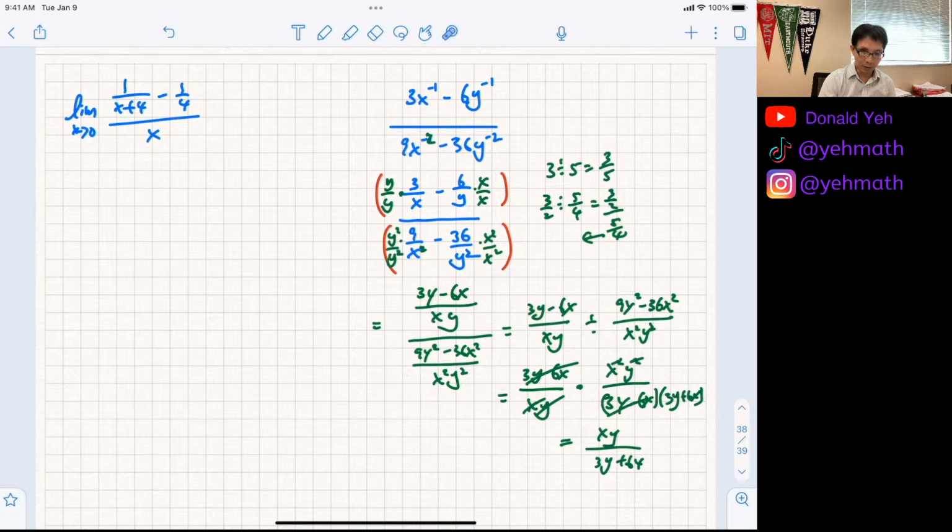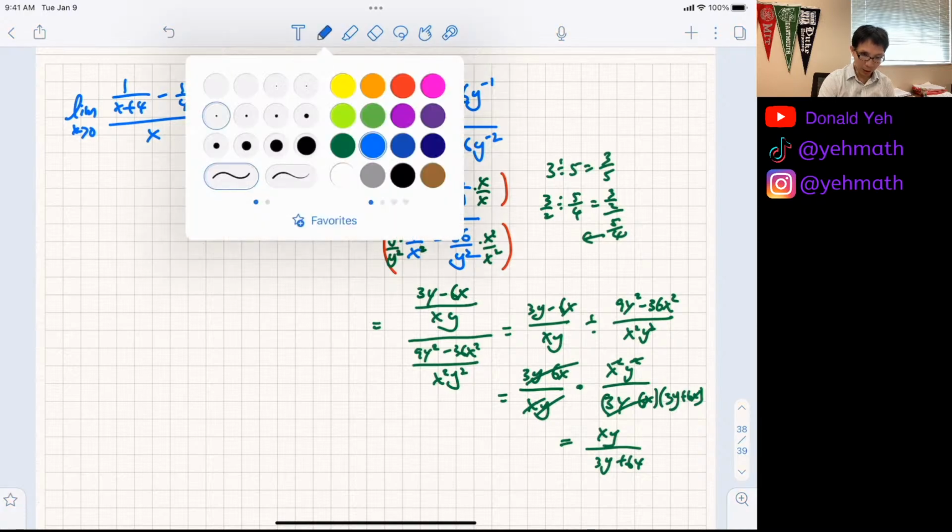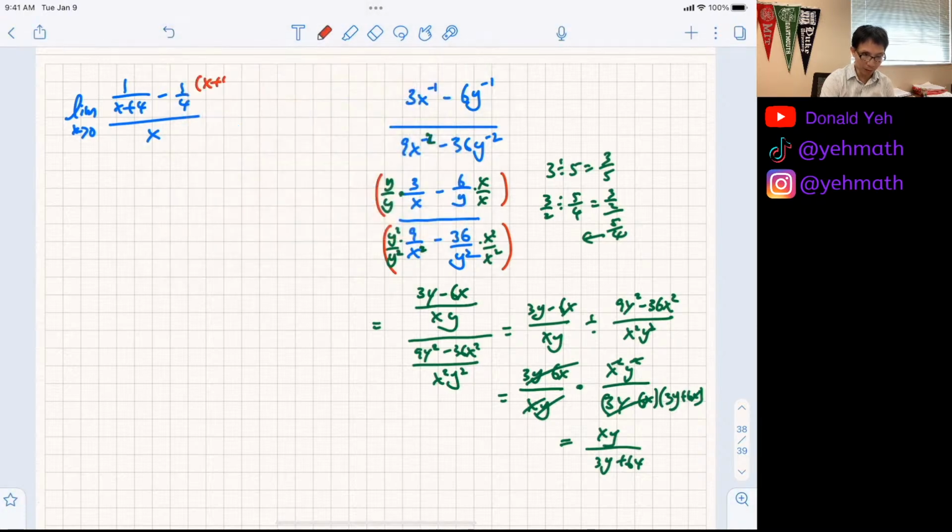Now, what's the similarity between this question and this question? Well, just combine the top. How do we combine the top? Times x plus 4 on the right side, right? Does that make sense? So just apply the same math and multiply this by 4 over 4.